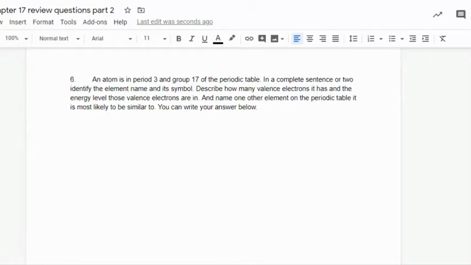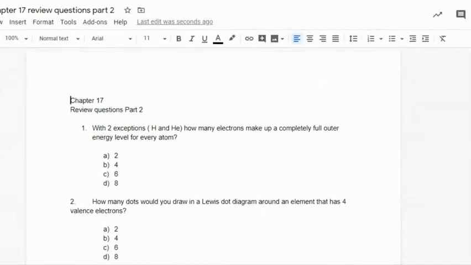All right, everybody, we're going to go through the answers to the Chapter 17 review questions, Part 2. There are a few multiplication questions, and then the last one involves knowing how to find something on the periodic table and knowing what the periodic table can tell us about an element. So let's take some time to go through these to help you prepare for Thursday's quiz.